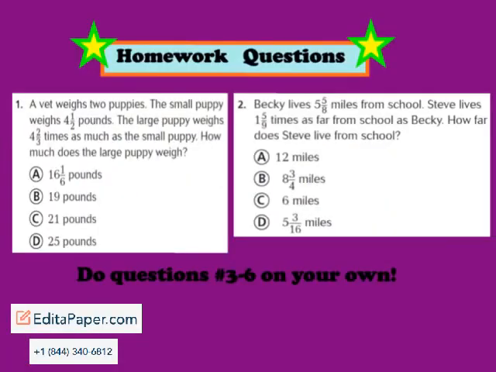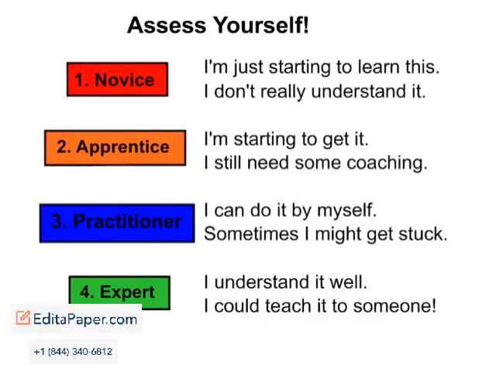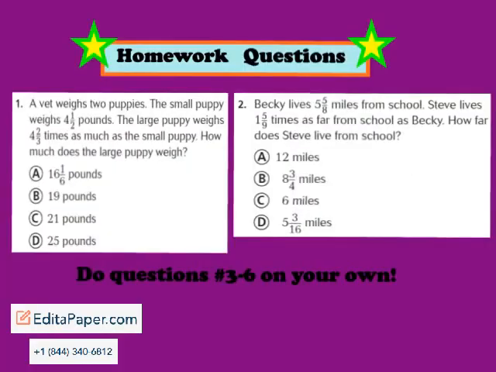Now your homework for tonight will be to complete question number 1 and question number 2, as well as numbers 3 through 6 found in your Go Math workbook on page 162. Don't forget, somewhere on your homework page I want you to assess yourself. Do you feel like you're number 1 a novice, number 2 an apprentice, number 3 a practitioner, or number 4 an expert? Don't forget, your homework assignment for tonight will be to complete question number 1 and question number 2, as well as numbers 3 through 6 found in your Go Math workbook on page 162.